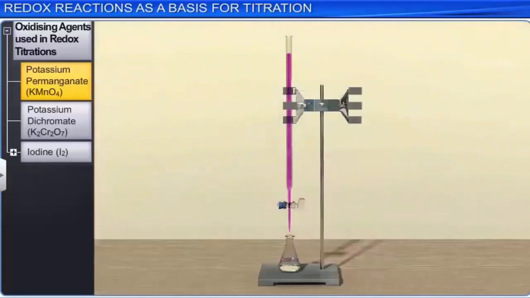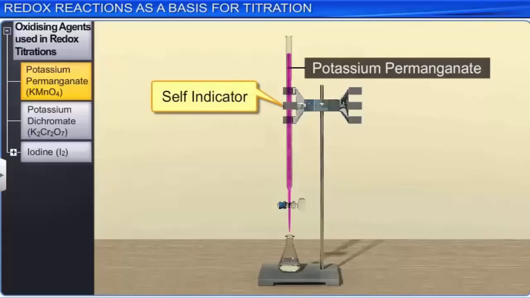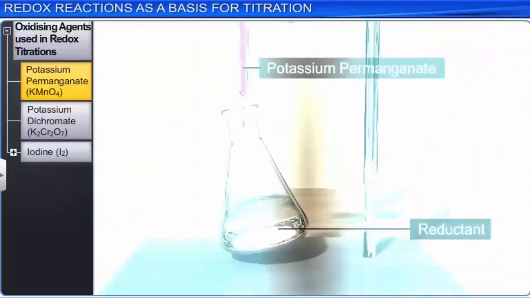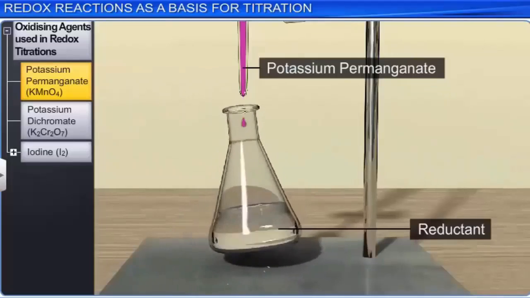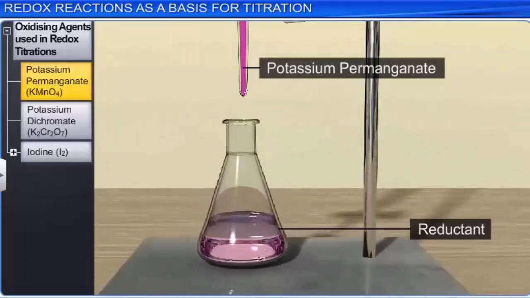Indicators are not used in these titrations as potassium permanganate acts as a self-indicator. During the titration between potassium permanganate and a reducing agent, the pink color of potassium permanganate is discharged till the reductant is completely oxidized. A further addition of a single drop of potassium permanganate gives a tinge of pink color to the solution. This indicates the end point of the titration.